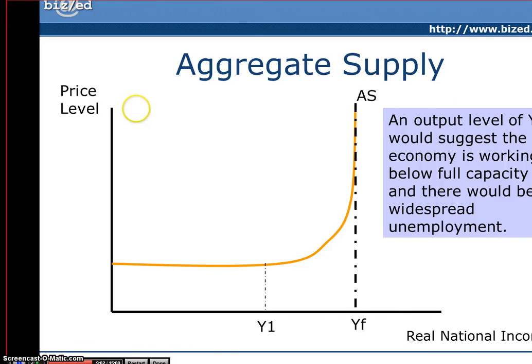Okay, so at output level Y1, the economy is working below full capacity and there's going to be unemployment. The gap between Y1 and YF represents how much unemployment there is. As I said before, we want to be pretty close to full employment so that most people have got a job. Do be aware that full employment means not just full employment of people, but full employment of our capital resources as well. So our factories are working flat out if we're on YF.